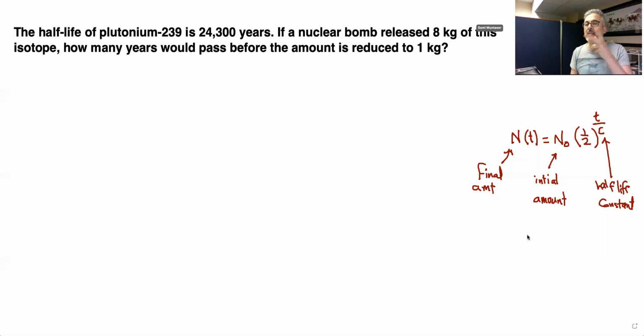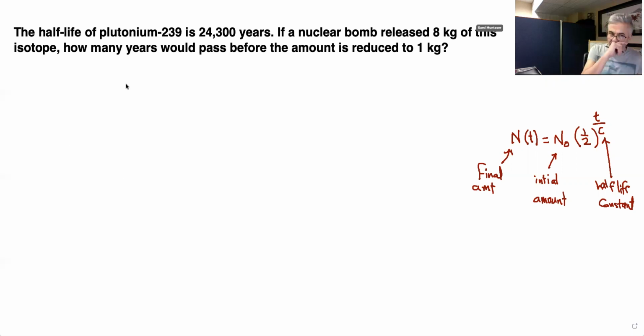So the catch for these kinds of questions is sometimes they ask you, what's the half-life? If they ask you what's the half-life, then they're asking you for C. If they say, how long does it take for a substance to go from 500 grams to 200 grams, then you're looking for T and not the half-life.